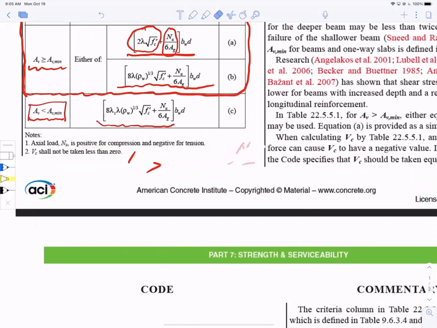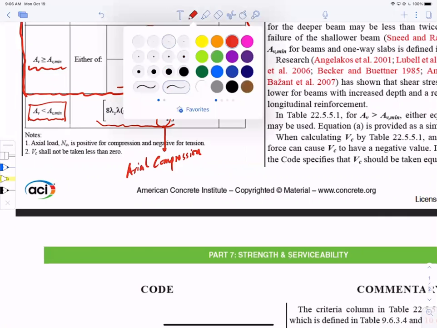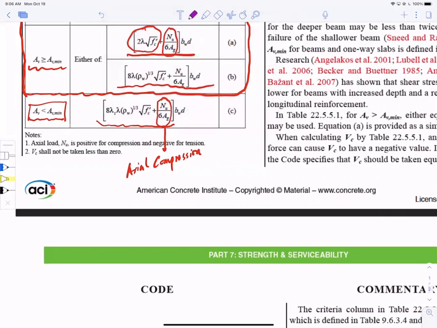So let me explain what this equation does, okay? You already know this Nu divided by 6 Ag. This is the contribution from compression force, so I'm just going to say axial compression. Okay, this is from axial compression. So this is the same. The real difference, we're going to use purple color, is right here. This fellow right here.